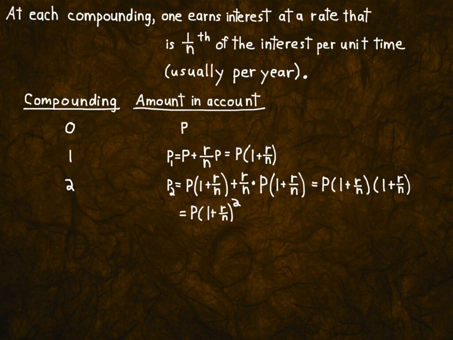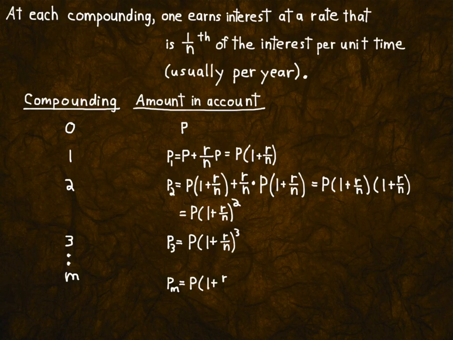Now, what would you guess would happen on the third one? Well, you multiply by 1 plus R over N again. That's your multiplying factor. Every time you do a compounding, you multiply by that factor, 1 plus R over N again. So again, 3 tells you what compounding you're on. See? So now if I go up to N, I got the wrong letter. Let's back that up a little bit. So if we go up to N, P sub N, that is the nth compounding, will be P times the quantity 1 plus R over N raised to the nth power.